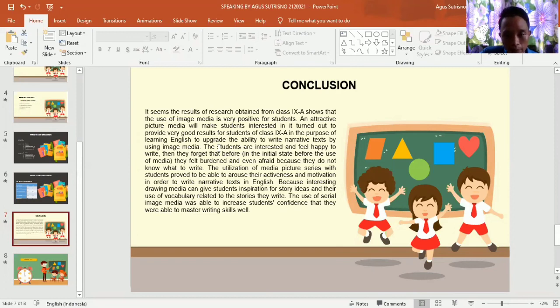The utilization of picture series media with students proved able to arouse their activeness and motivation to write narrative text in English, because interesting drawing media can give students inspiration for story ideas and use of vocabulary related to the stories they write. The use of serial image media was able to increase students' confidence that they were able to master writing skills well. Well, that is the conclusion.